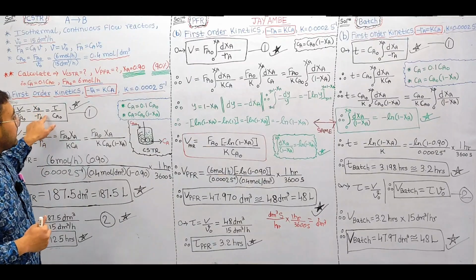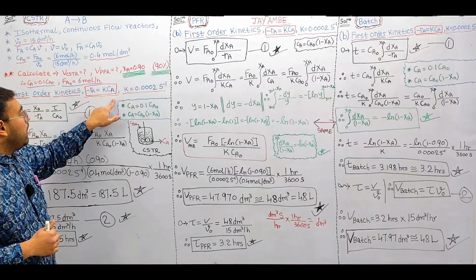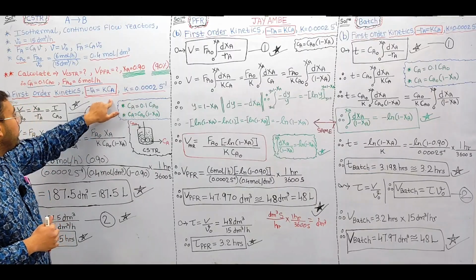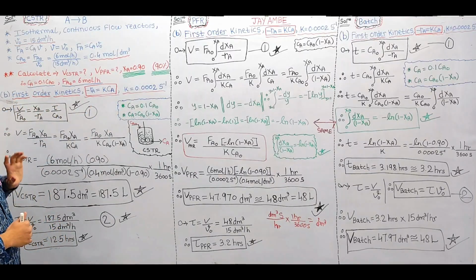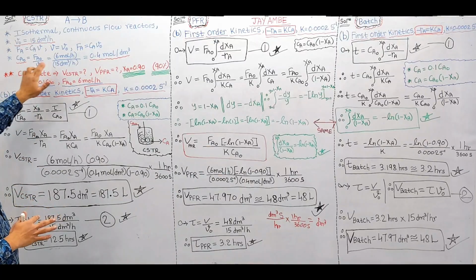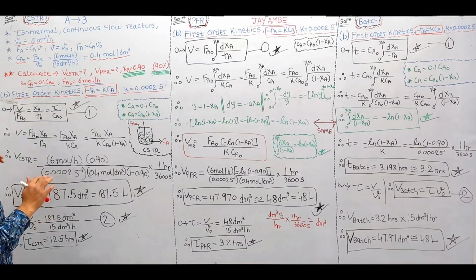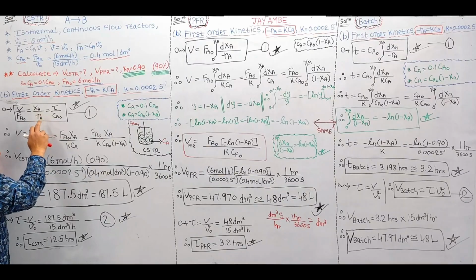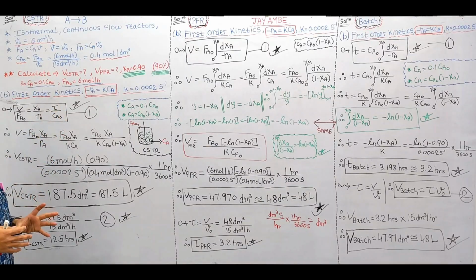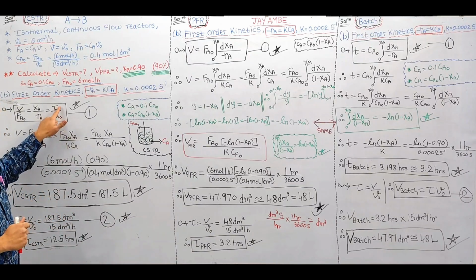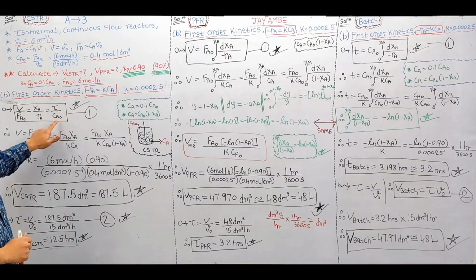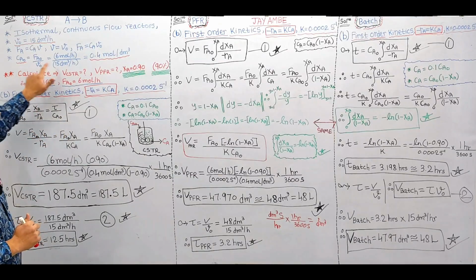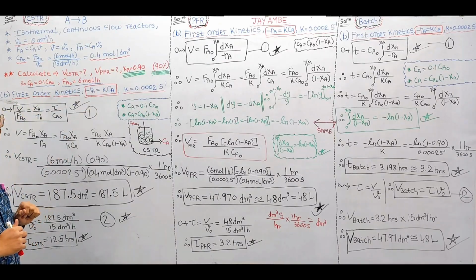Minus Ra can be written as K into Ca. We have the value of K and we have the value of Ca. Ca is equal to 0.1 Ca naught, and we have the value of Ca naught, 0.4 moles per cubic decimeter. Tau is the space time, the ratio of volume to volumetric flow rate. Here the unknown is volume, so we also have the unknown variable space time. Ca naught value we have is 0.4 moles per cubic decimeter.